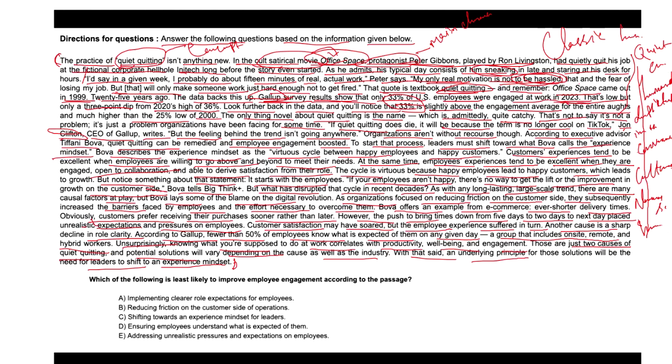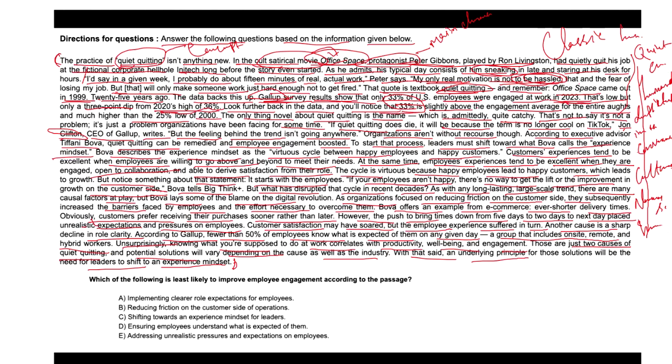Besides that, it is also stated that historically this percentage has hovered around a low level, indicating that quiet quitting has been a persistent issue, right? Persistent or continuous. We also find that it is a low level, indicating a persistent issue, right?